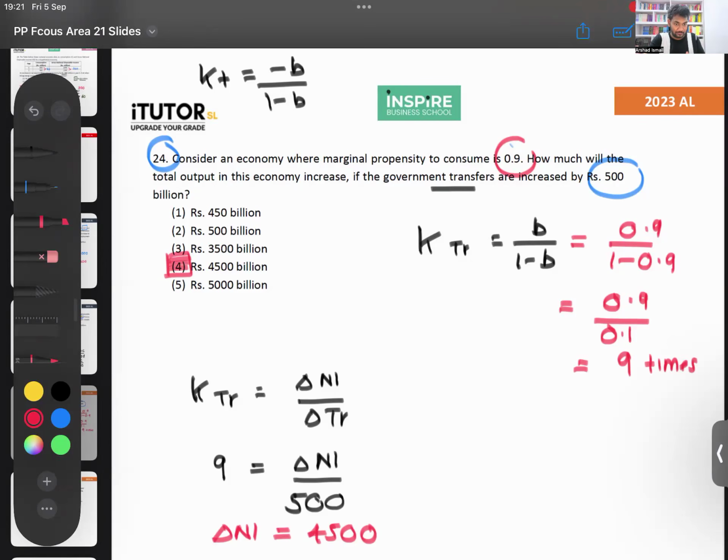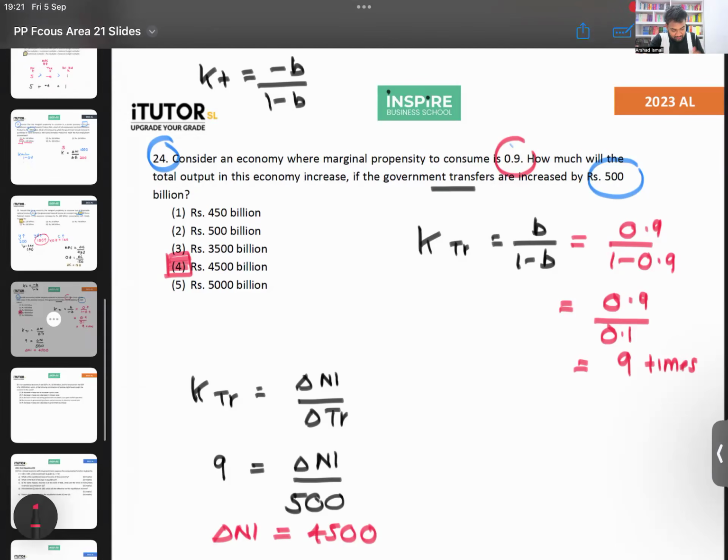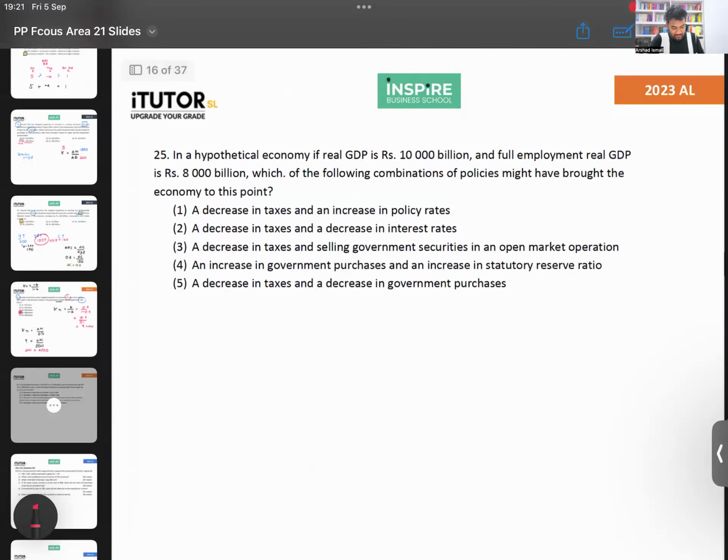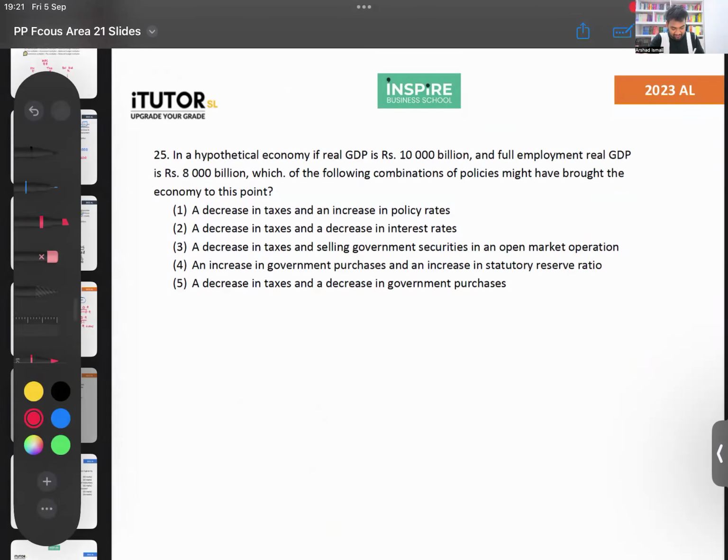Right, that is the end of, oh no, there's one more MCQ. MCQ number 25 in the 2023 paper. In a hypothetical economy, real GDP is 10,000, full employment is 8,000. So your equilibrium level of output is 10,000, and your full employment is only 8,000. So they are asking you which of the following combinations.